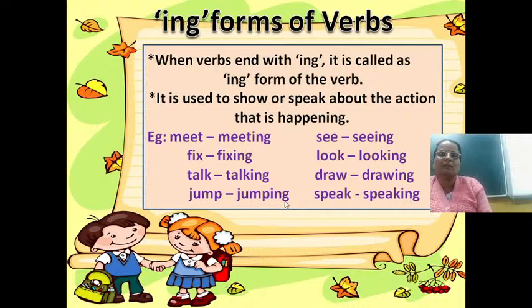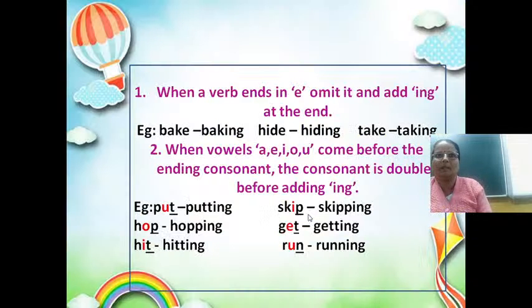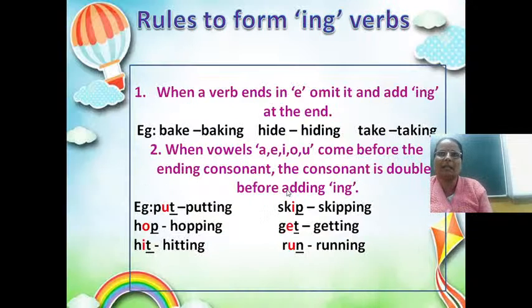So once again, remember, the ing form of the verb means if we are adding ing with any verb, then it is called an ing form of the verb. Now, there are grammar rules for adding ing. For some verbs, you can add ing directly. There will be no change in the spellings. For example, jump, jumping, no change. Talk, talking, no change. Meet, meeting, no change. Directly you can add ing.